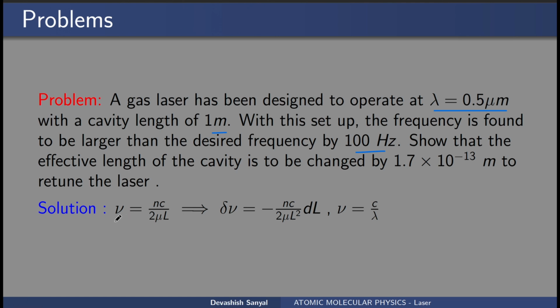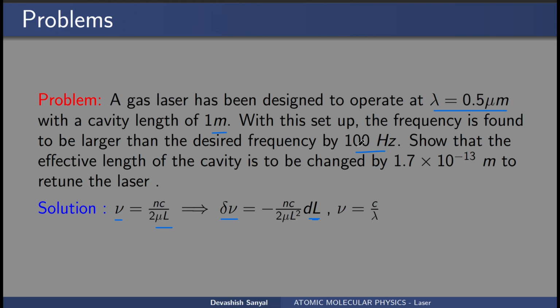So we use the expression for the frequencies generated in an optical cavity, nu = NC by 2 mu L. So delta nu is equal to minus NC by 2 mu L square into dl. From here I can calculate dl, because the frequency is found to be larger than the desired frequency by 100 Hertz.